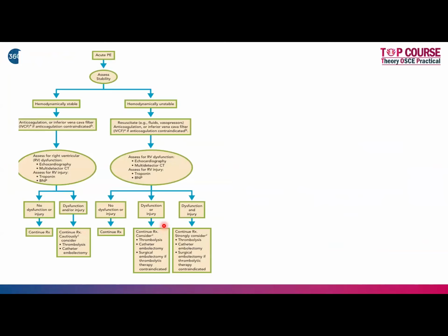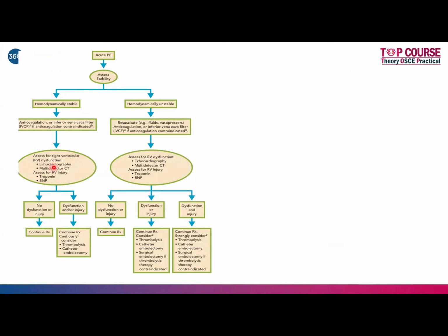Now what we are doing is what next needs to be done. So assess the stability of the patient. If the patient is hemodynamically stable, anticoagulation or inferior vena cava filter can be considered. But before that, you need to assess for right ventricular dysfunction. For right ventricular dysfunction, go for echocardiography, multi-detector CT.